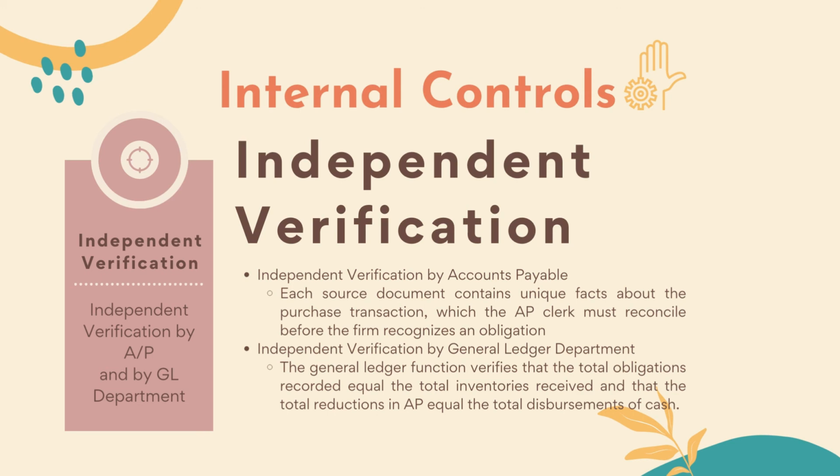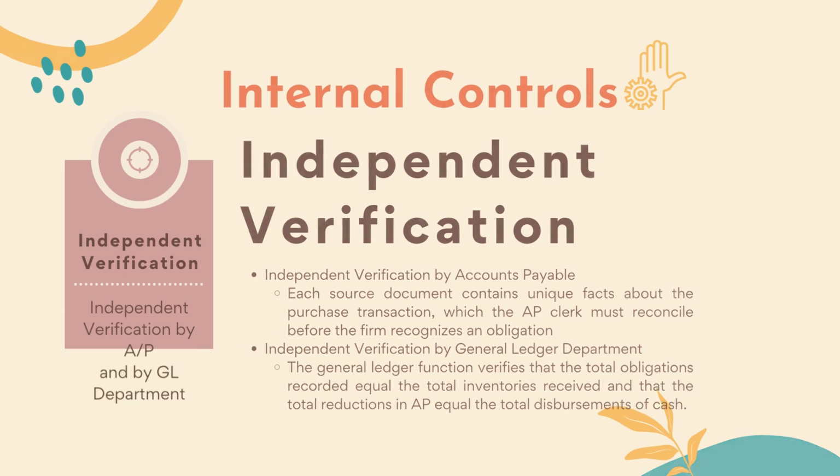Independent verification by the General Ledger Department. The General Ledger function provides an important independent verification in the system. It receives journal vouchers and summary reports from inventory control, AP, and cash disbursements. From these sources, the General Ledger function verifies that the total obligations recorded equal the total inventories received and that the total reductions in AP equal the total disbursements of cash.